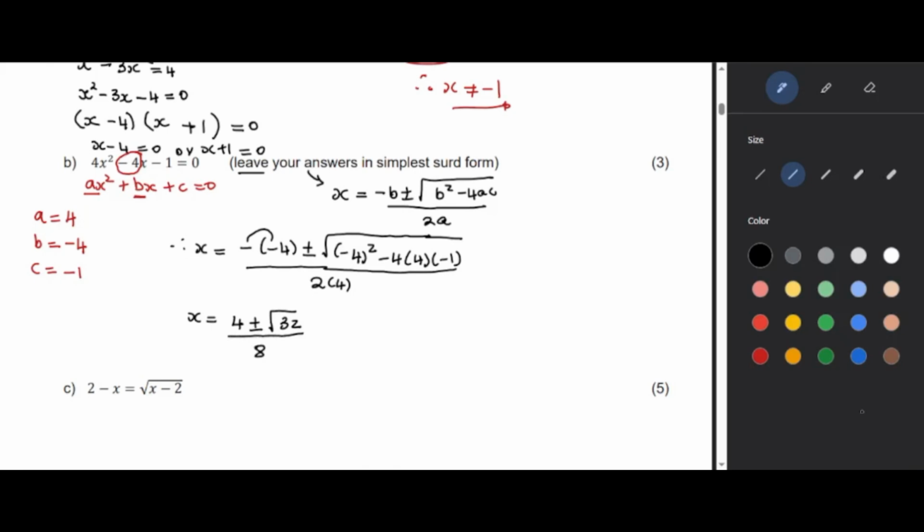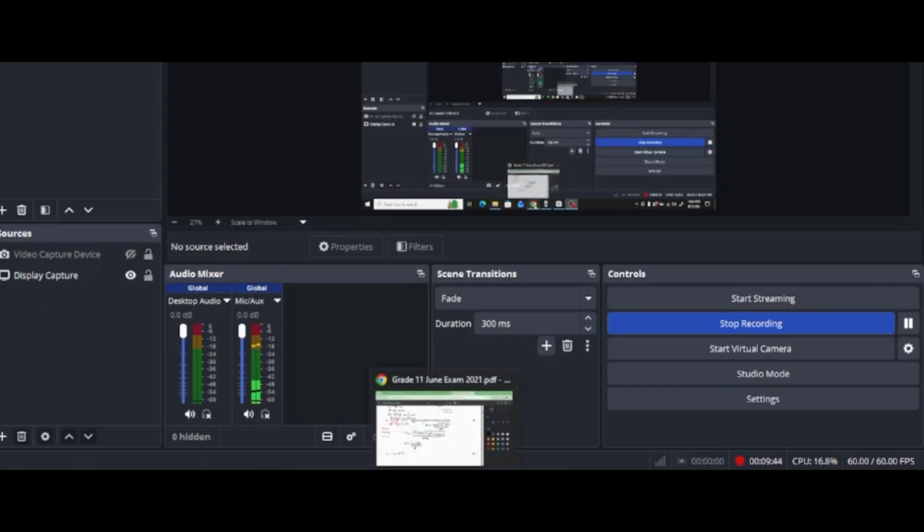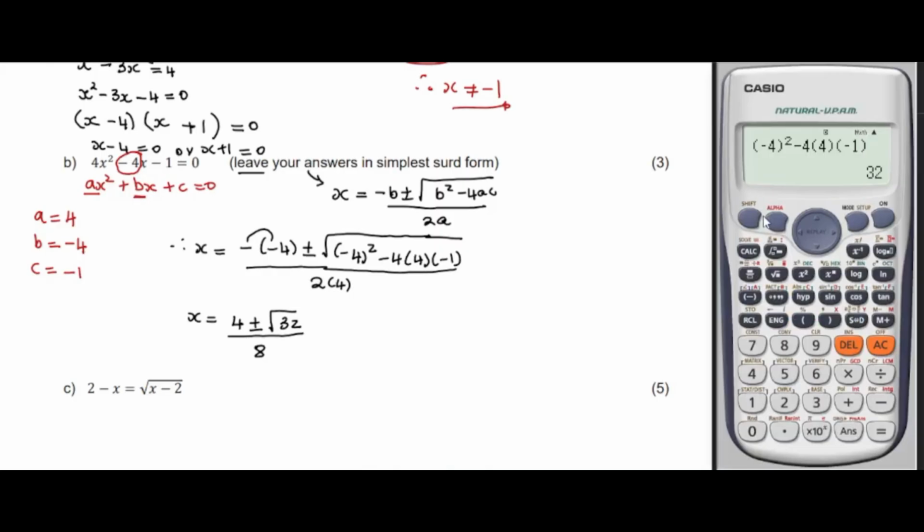So before you do anything, please check if you can simplify the root of 32, because before you leave your answer, they said leave your answer in the simplest surd form. So let's quickly work on that. So I'm just going to find the root of 32 and see what it is equal to. So we can write root 32 as 4 root 2.